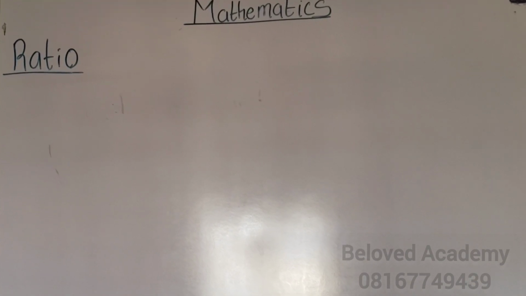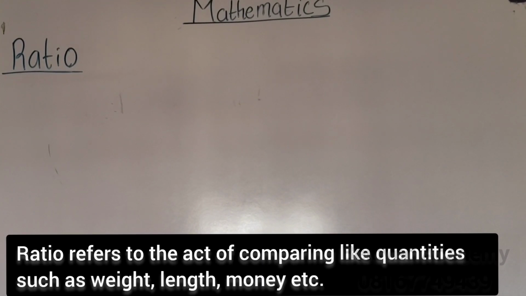In today's class, we are going to talk about ratio. Let's start by defining what is meant by a ratio. Ratio is the act of comparing like quantities such as weight, length, money, and other quantities like that. Ratio shows the relative size of one quantity to another.